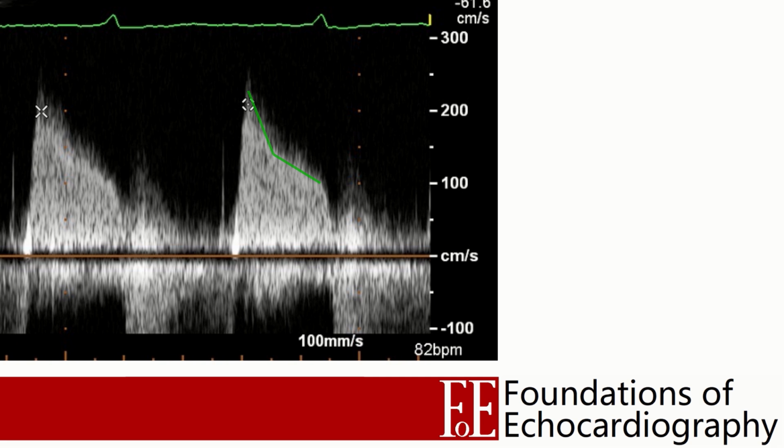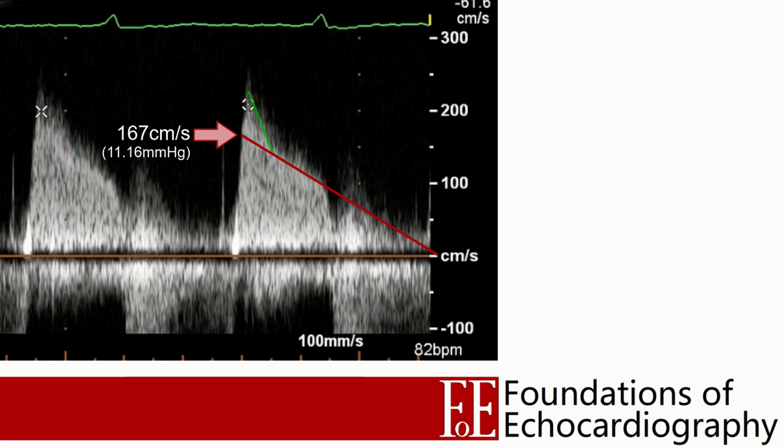So in this patient, we would start by placing our cursor here, and then extending our line to the end of LV filling here. The ultrasound software will then imagine that the line extends all the way to the baseline. The ultrasound software measures the velocity at the start of the line and uses the simplified Bernoulli equation to convert this into a pressure gradient. In this case, our starting velocity is 167 centimeters per second, and so our starting pressure gradient is just over 11 millimeters of mercury.